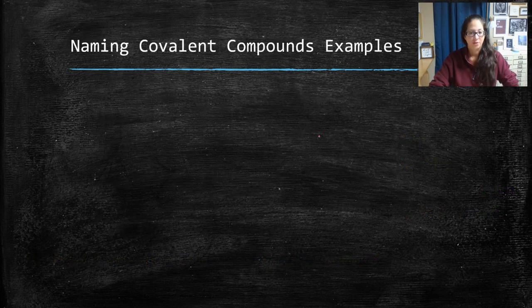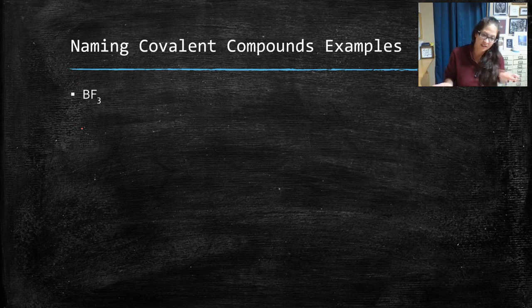Let's take a look at another one. So for example, we have BF3. In this case, boron, which can act as a metalloid, meaning semi-metal, metal, or non-metal, is acting as a non-metal. So from here on out, we're going to consider boron to be a non-metal. You won't see it in an ionic compound. So BF3 means we have one boron and three fluorines mixed with it.